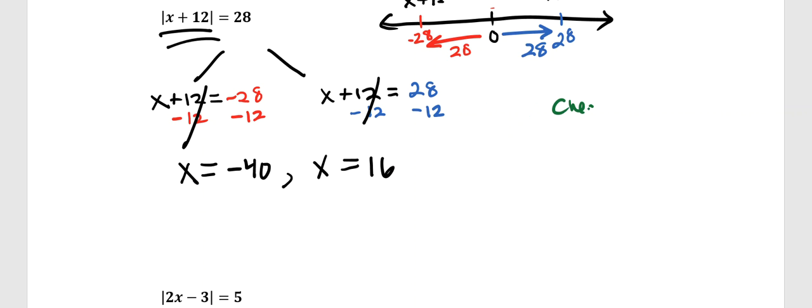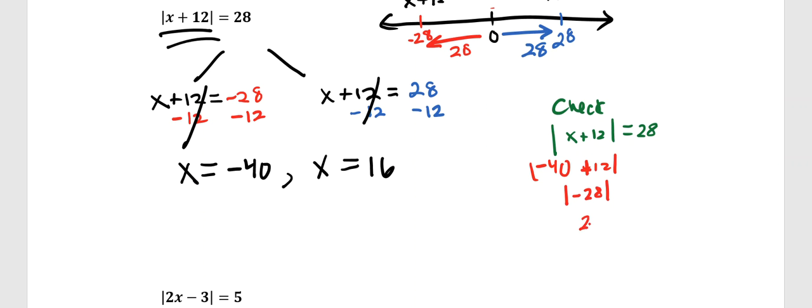Here's our original equation. Absolute value, x plus 12 equals 28. Let's see. If I do negative 28 plus 12 and take its absolute value, whoops, let's try that again. I don't know why I'm saying negative 12 plus 12, negative 28 plus 12. Oh, hold on a second. If I do, one more time, negative 40 plus 12, finding the absolute value of that, I get the absolute value of negative 28, which is 28.